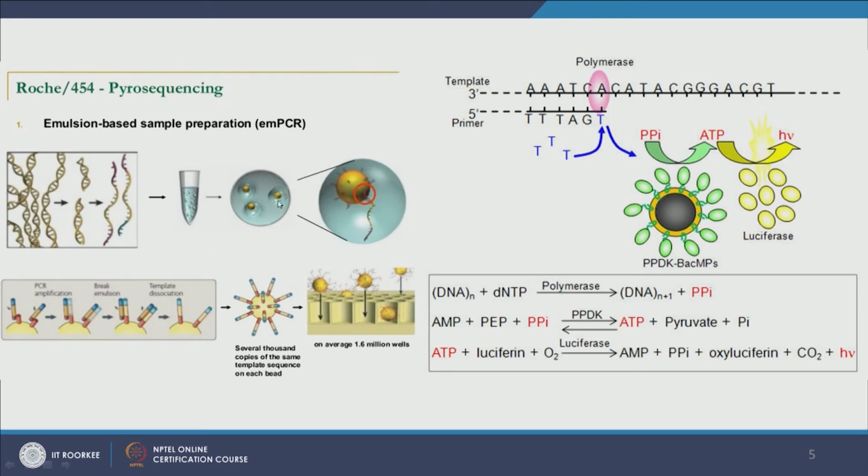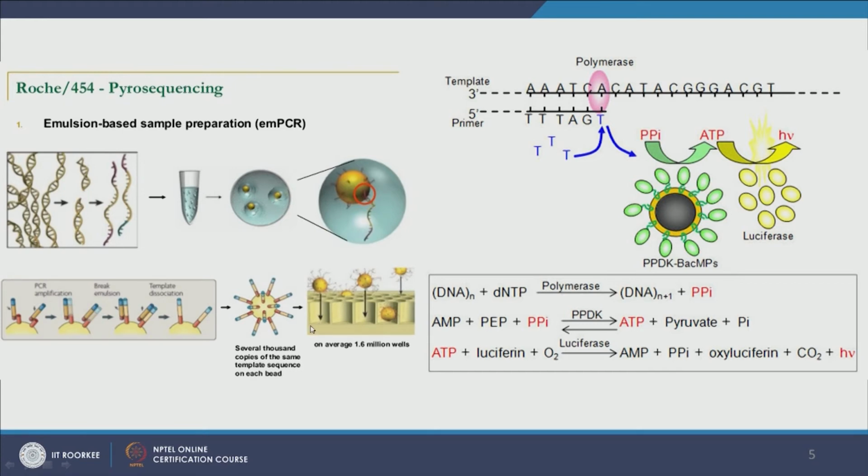Now this is really neat. To summarize, we prepare the library, and we have emulsion PCR. At the beginning of emulsion PCR, ideally in each emulsion we have all the things we need for PCR. We have a bead, and there is one genetic strand attached to the bead. With multiple steps, we have several thousand copies of the same genetic element, replicas of it, attached to the bead.